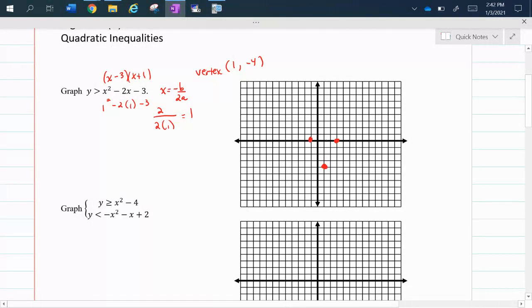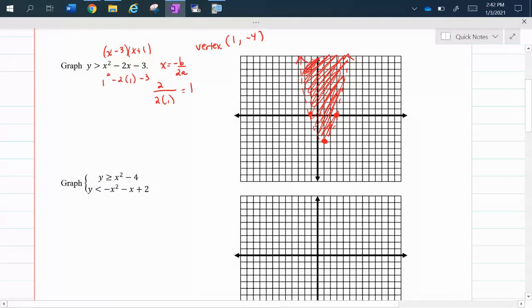So I've got my 3 points on my boundary, and I see that it just says y is greater than. So I'm going to make a dotted parabola as my boundary. And then since it says y is greater than, remember, when it says y is greater than, we shade above. If it says y is less than, we'll shade below. So in this case, we'll shade above. So that's not too bad.